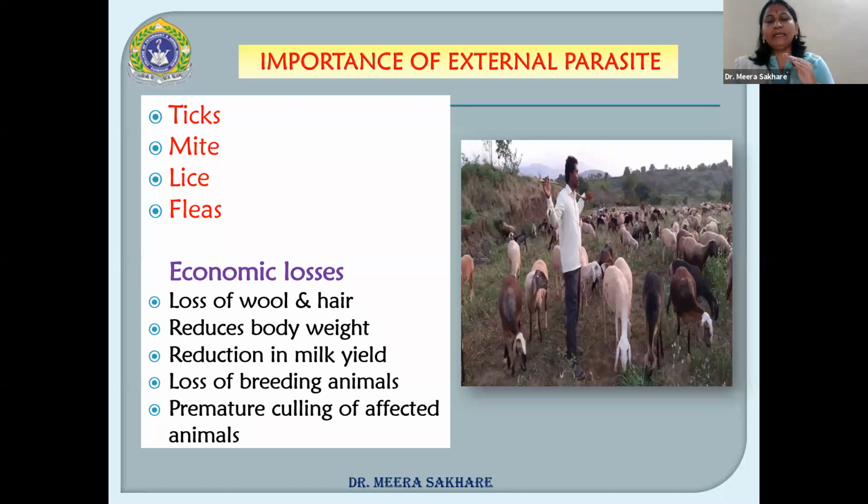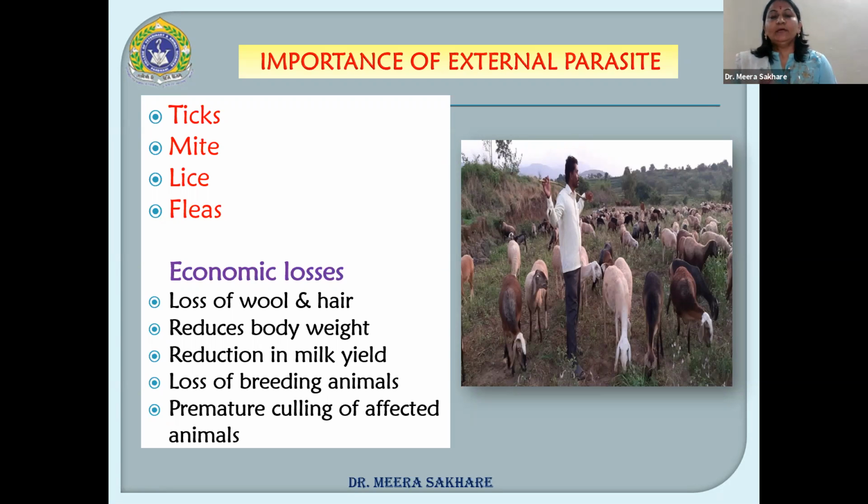And whenever the skin is affected, because skin is called the mirror of any animal, and whenever there is damage to the hide or skin of the animal, at that time the animal exhibits clinical signs. The major external parasites found in any animal are ticks, mites, lice, and fleas. Ticks are of two types, soft tick and hard tick. Again, hard ticks can be one host, two host, or three host ticks. For the completion of their life cycle, they require one, two, or three hosts. Accordingly, they are categorized into hard and soft ticks.